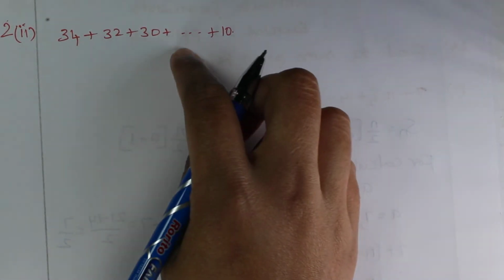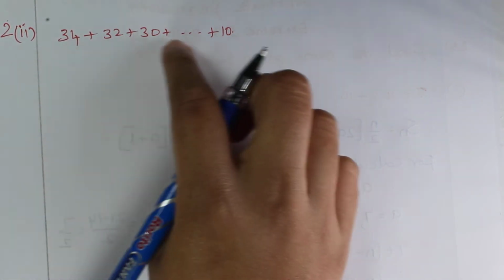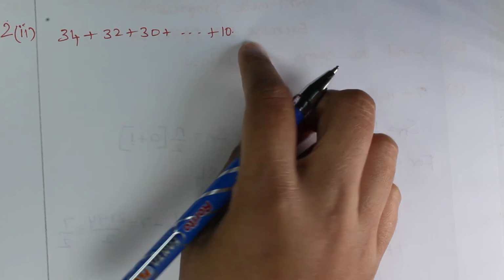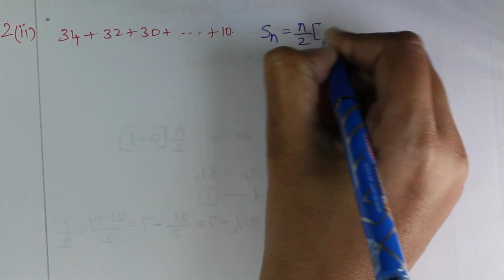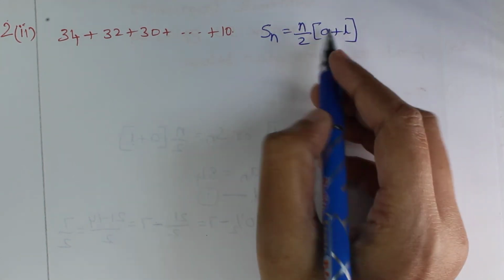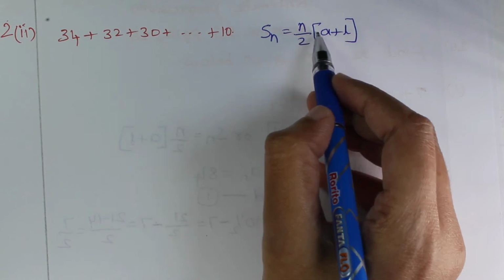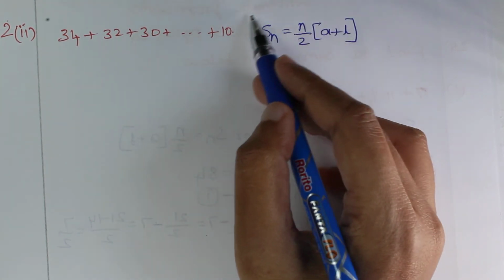Again here we will use the same formula, Sn is equal to n by 2 into a plus l, because we know the first term and the last term in the series. I am going to use the formula Sn is equal to n by 2 into a plus l. L is the last term in this series, a is the first term in the series, n is the number of terms in the series.